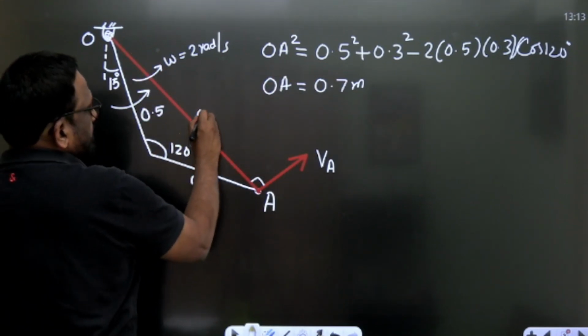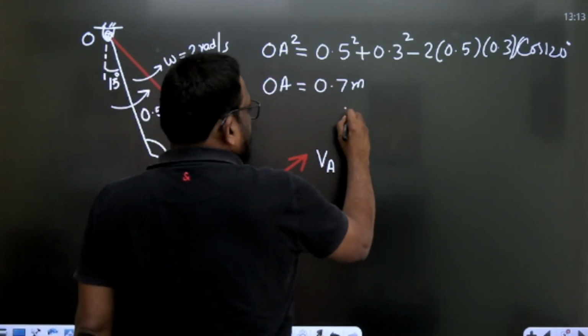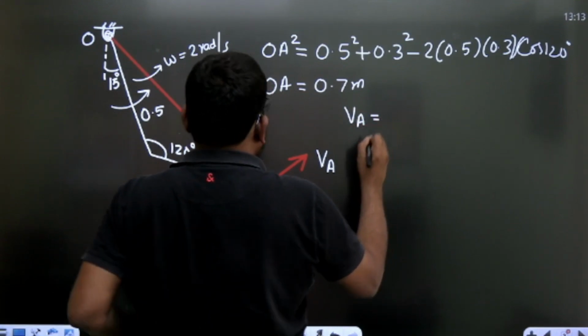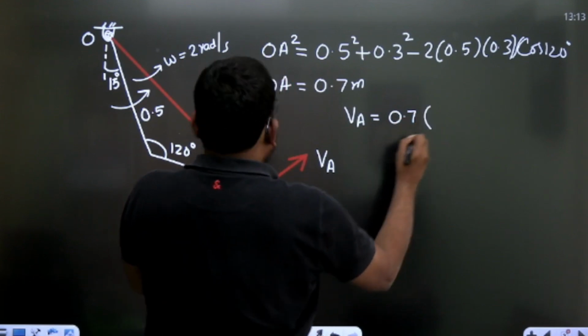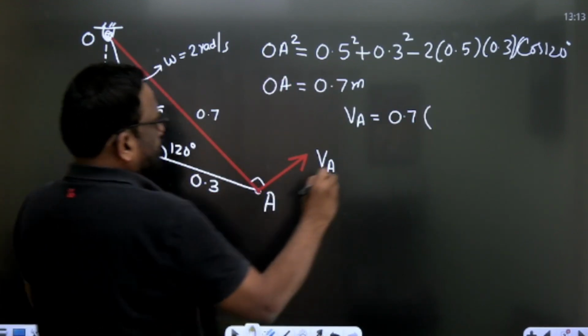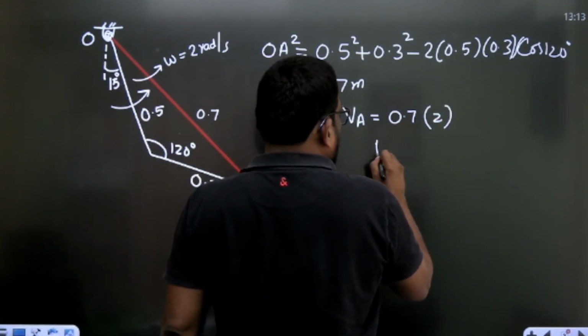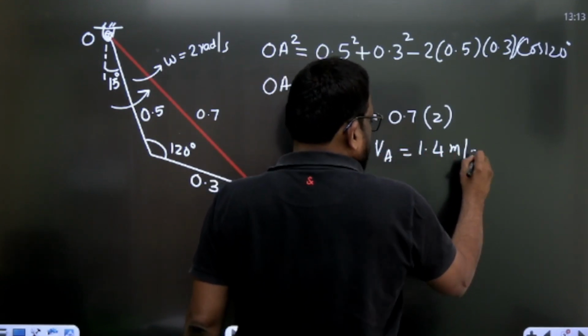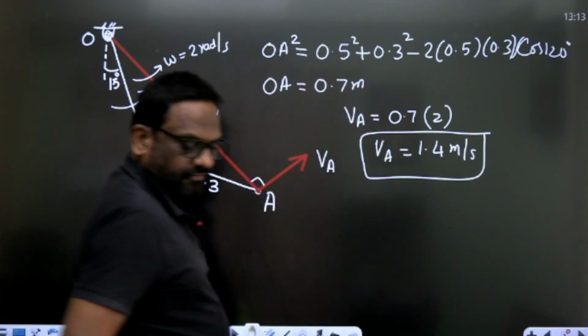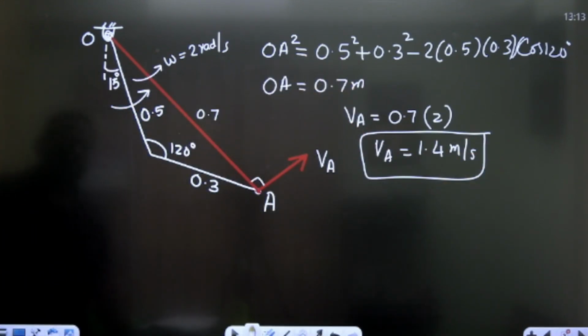So OA is 0.7. Therefore, the velocity of A is, this length is 0.7, and the omega of the complete system is 2. And this velocity A is equal to 1.4 meter per second. This is the answer to the first part, that is 1.4 meter per second. No problem at all.